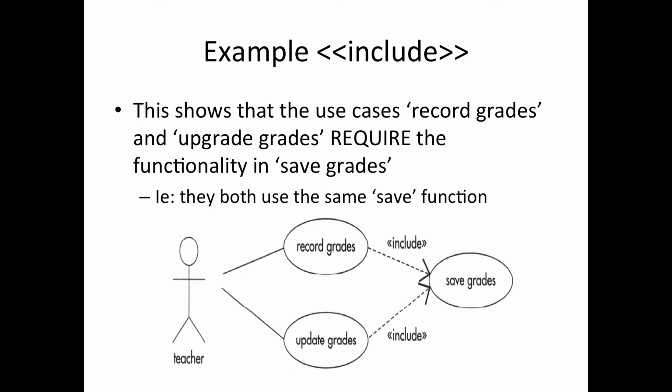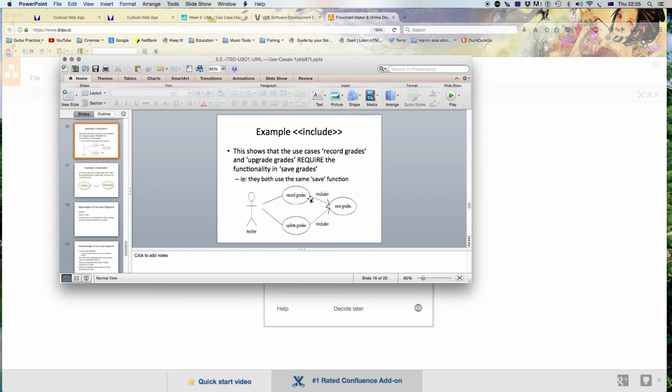Here's an example. This shows the use case record grades, and upgrade grades require the functionality to save grades. So in other words, in order to record grades, we have to save it. In order to upgrade grades, we also have to save it. Now I'm just going to exit the video because there's a rather good example of this on the website here I'm about to show you.